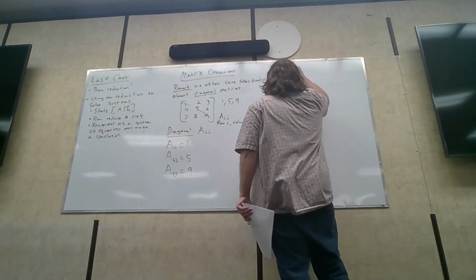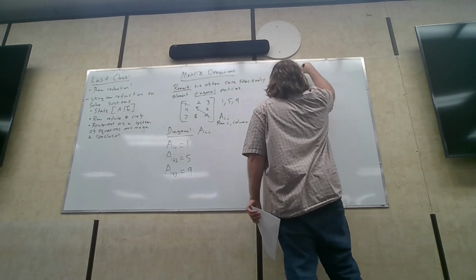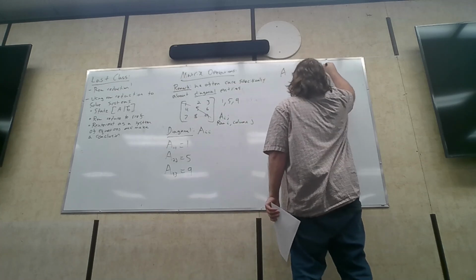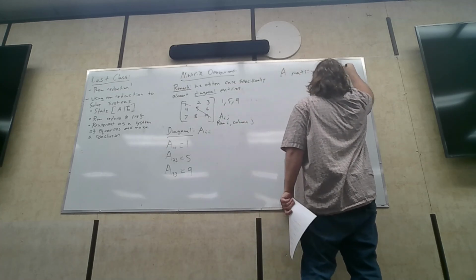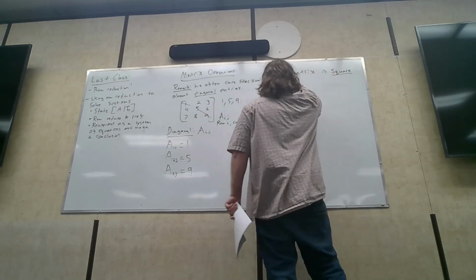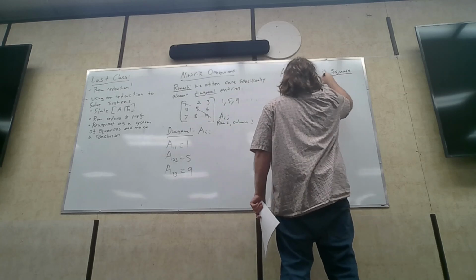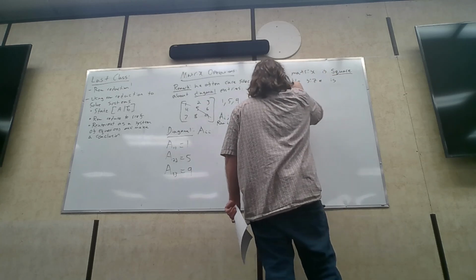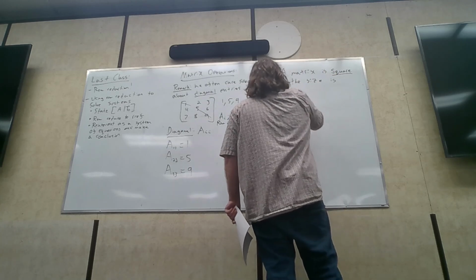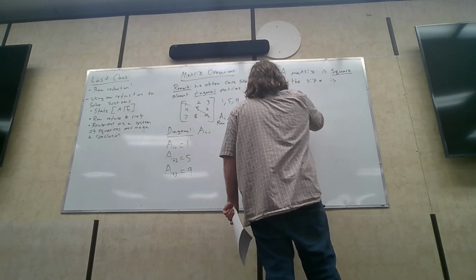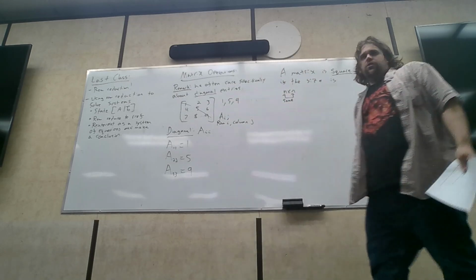So a matrix is square, in the obvious sense, if the size is n by n, so the number of rows equals the number of columns. Right, makes sense. If you draw that, it's going to look like a square.